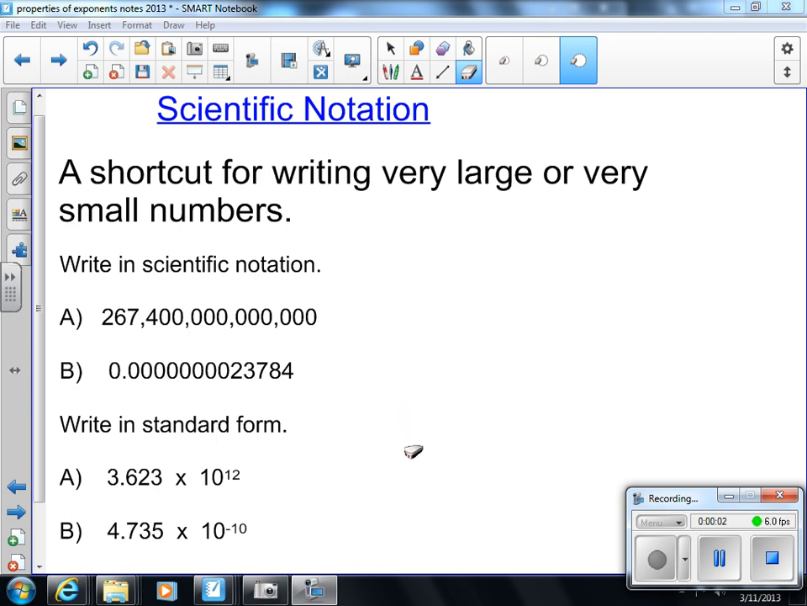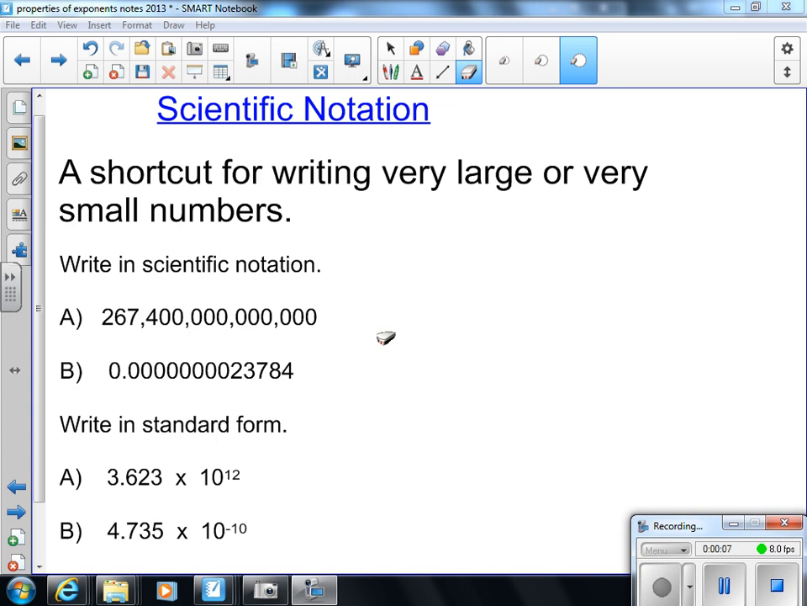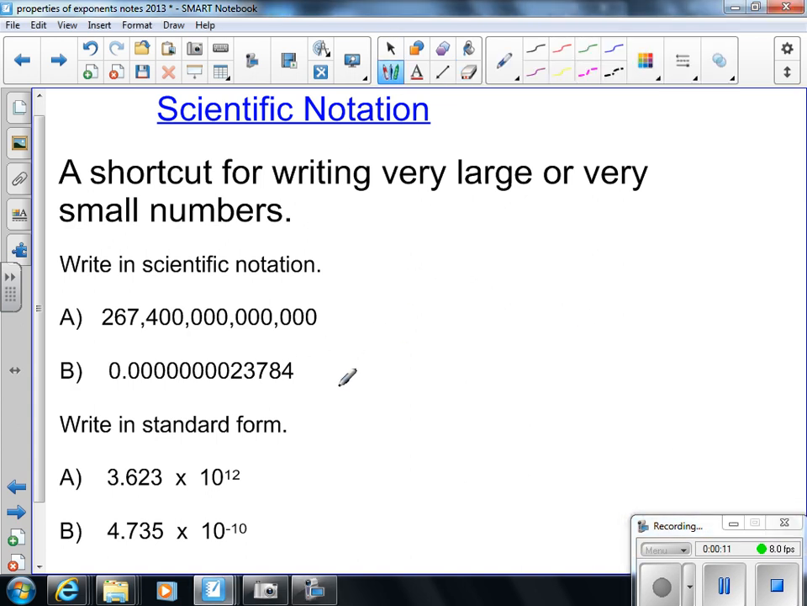Okay, today in algebra, we're going to be looking at scientific notation. Now, part of this will be a review because we went over scientific notation as middle school students. But we're going to be taking it to the next level today and actually perform some operations with numbers that are written in scientific notation.